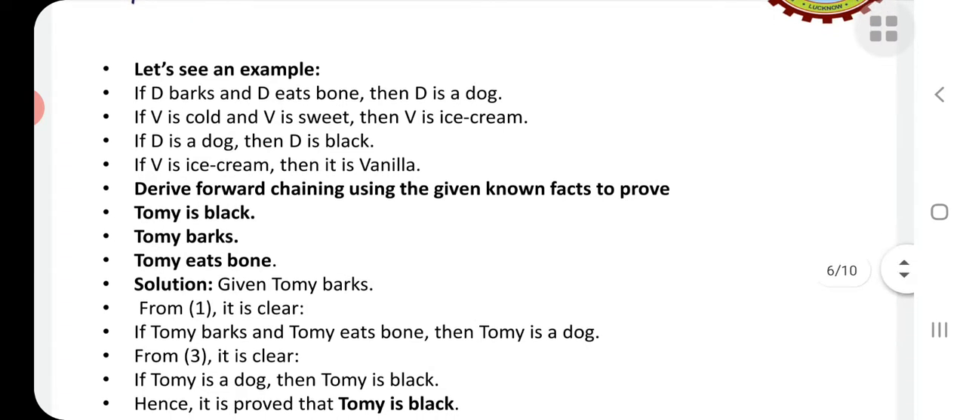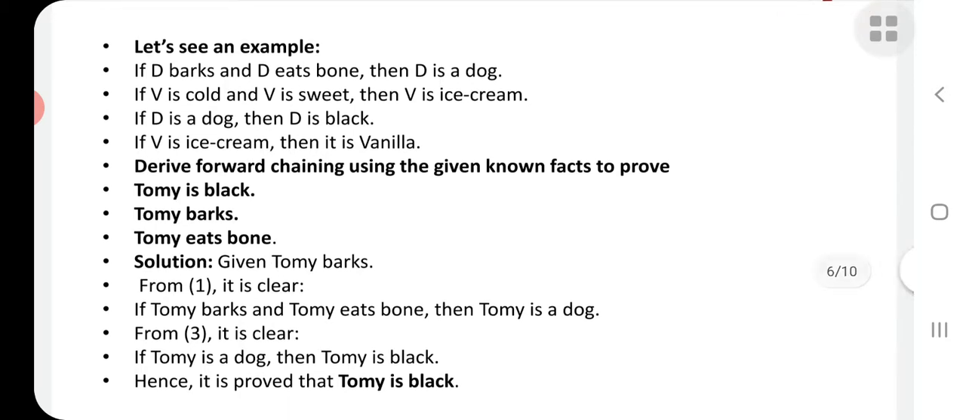First of all, understand the statements given. The first statement: if D barks and D eats bone, then D is a dog. The second: if V is cold and V is sweet, then V is ice cream. The third: if D is a dog, then D is black. The fourth: if V is ice cream, then it is vanilla.